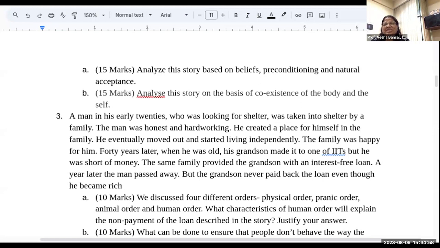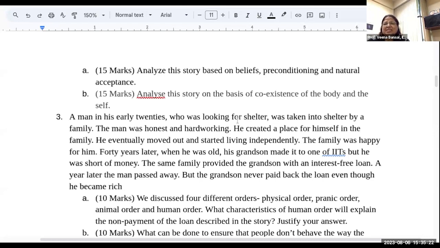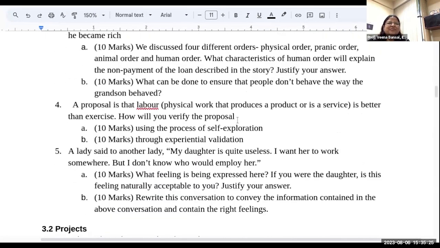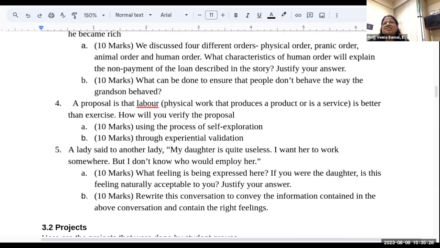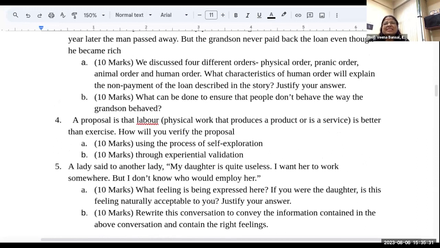So grandfather brings the grandson to Sudha Murthy's office and she happily gives them a loan, which was supposed to be returned. But the grandson became very successful, but never returned the loan. Grandfather eventually passed away, but this grandson did not return the loan. So the question was, why did it happen and what can we do so that such situations do not happen? So one thing that we talk about in this course is the need of education and sanskar. Just because the grandfather had sanskar, right understanding, does not mean that it will automatically transfer to the grandson.